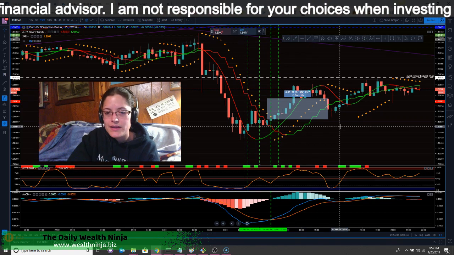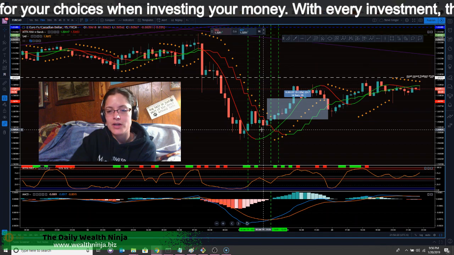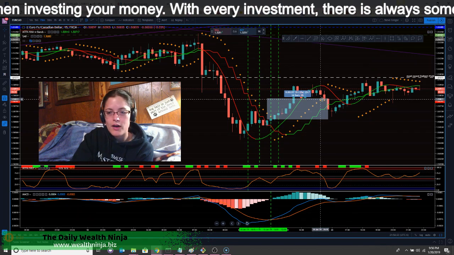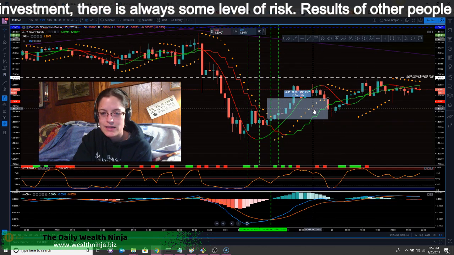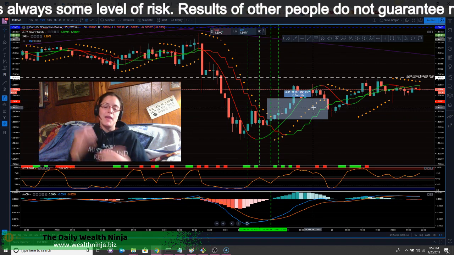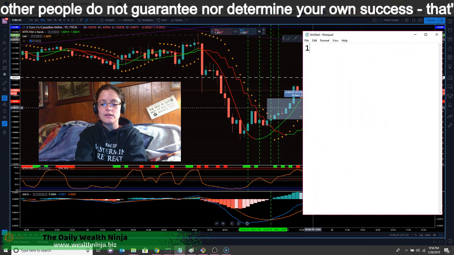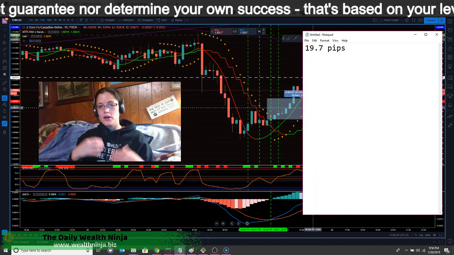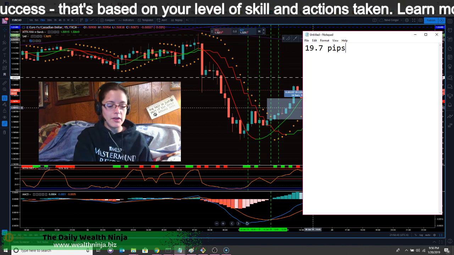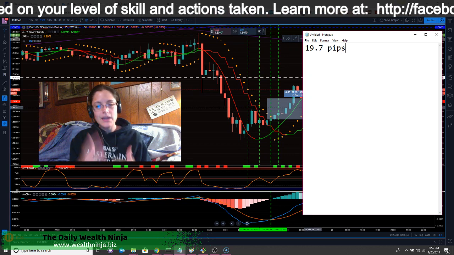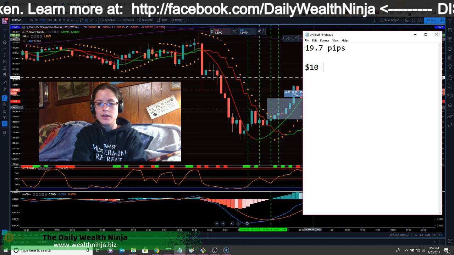So why did I do that? So like I said, there were 3 indications at this point that this was going into an uptrend. So maybe you stayed in, maybe you got out here, but whatever the case may be, you could have potentially pulled in 19.7 pips. So 19.7 pips, let me just go over this really fast for those who may be brand new to Forex. Depending on your lot size, depending on the potential currency pair that you're using and the leverage, you could potentially have earned $10 per pip, okay?